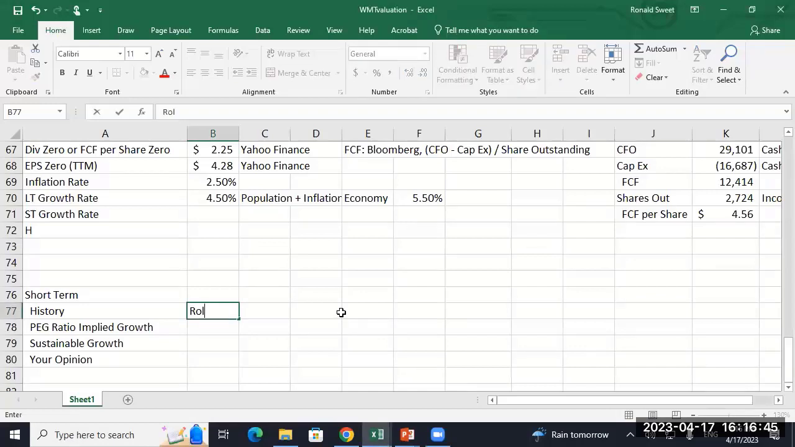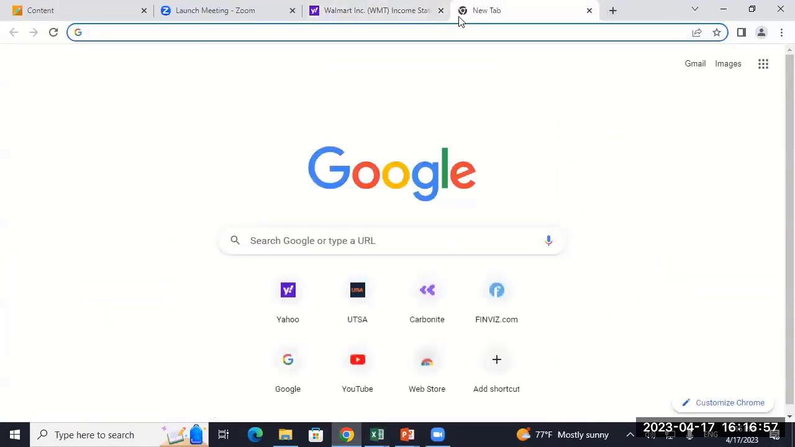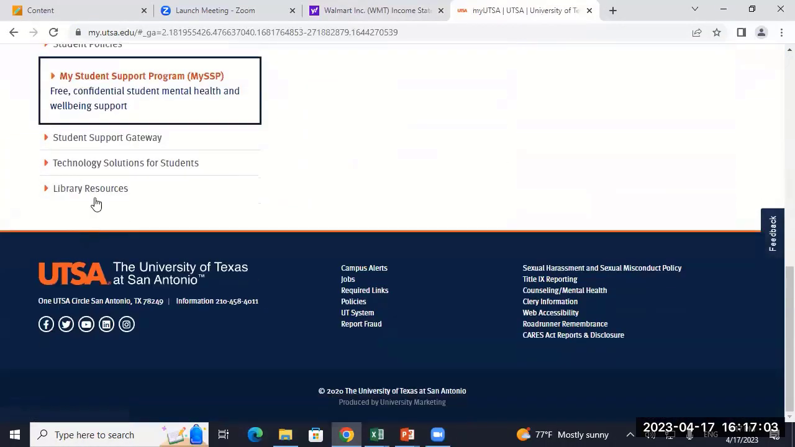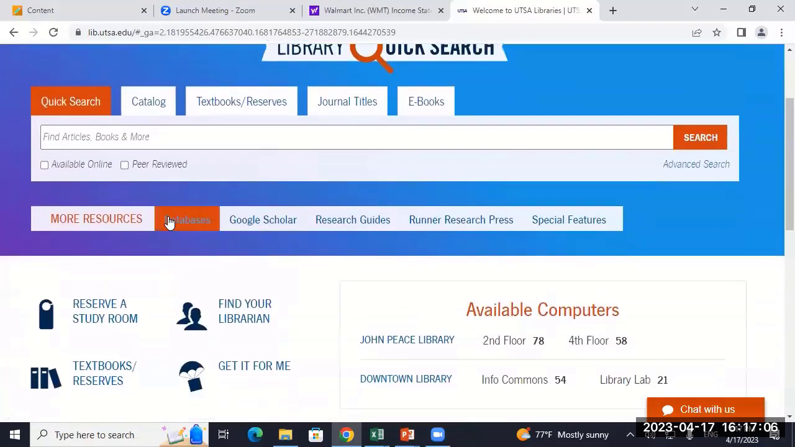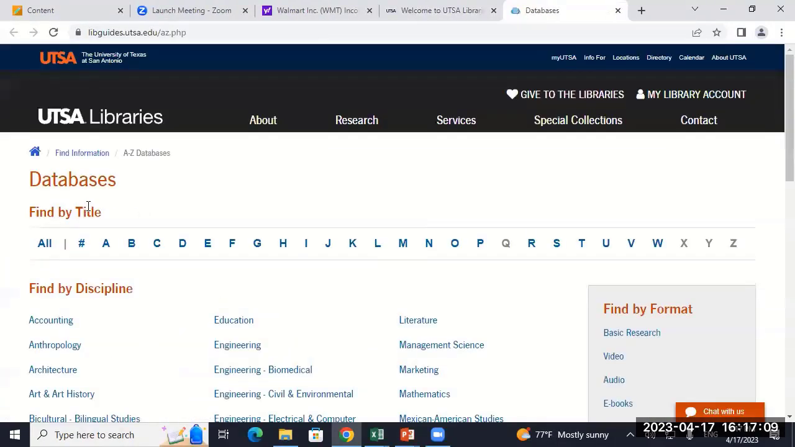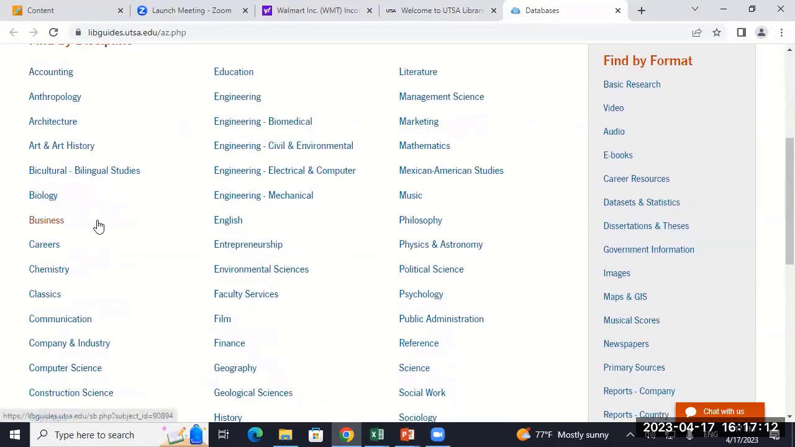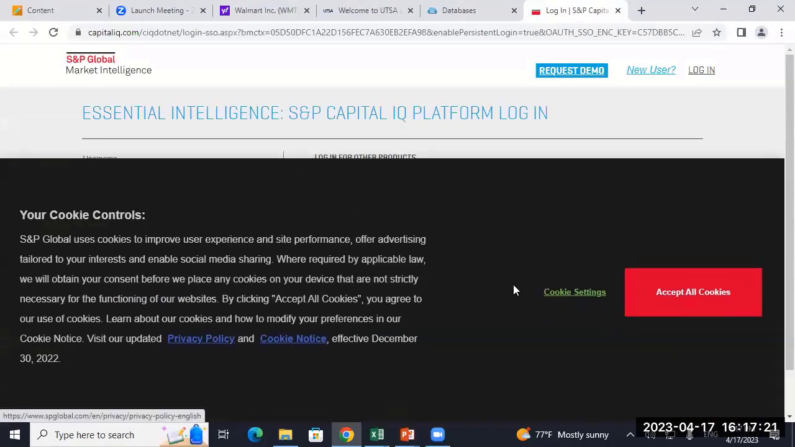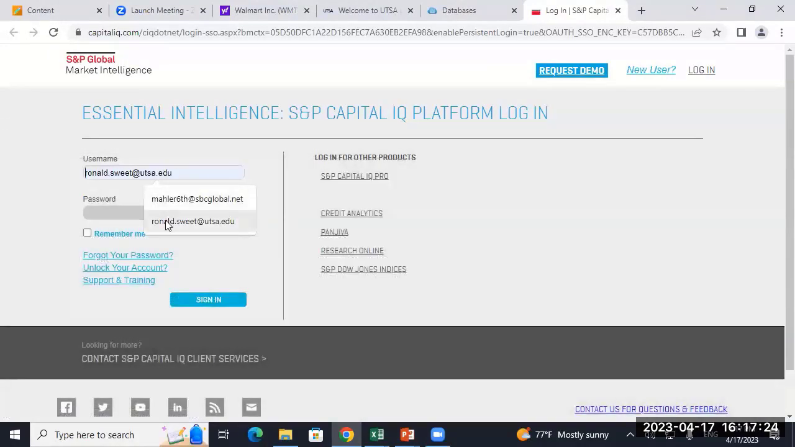I like to do rolling 3, 5, 10 years from Cap IQ. Let me see if I can get Cap IQ just so you can see how it works. So how do you do Cap IQ? Go to the UTSA library, do my UTSA, and go to the library through my UTSA, do databases. Do y'all have Cap IQ accounts, all of y'all? Hopefully 100% of you. So go under C, find Capital IQ, and hope you remember your password. You have to use your UTSA EDU account.